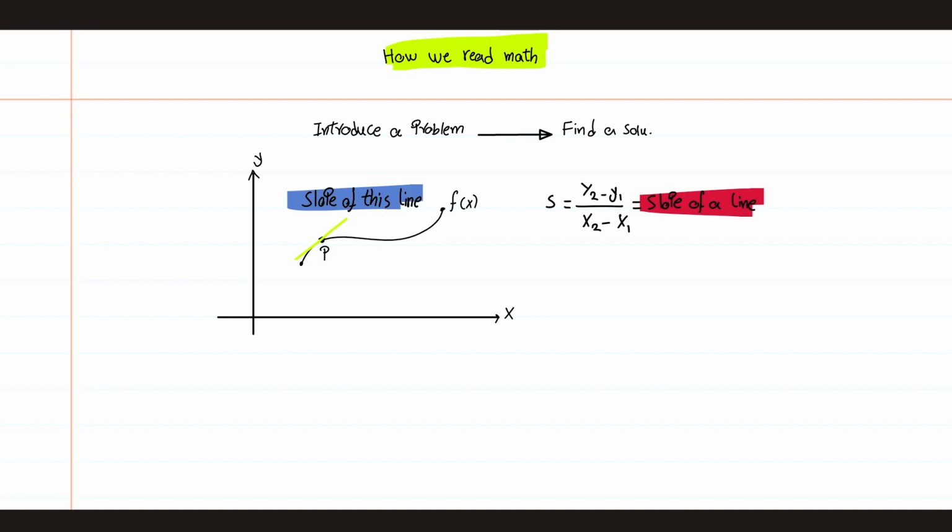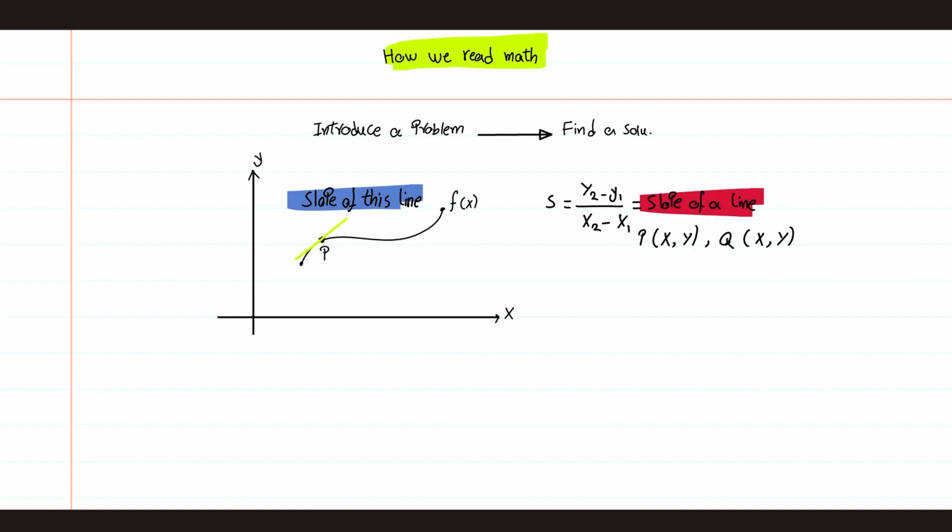As we can see in the formula, we have to have 2 points lying on that line to find the slope of a line. y2 is the y coordinate of the second point and y1 is the y coordinate of the first point. x2 is the x coordinate of the second point and x1 is the x coordinate of the first point. So we have to have 2 points. Let's call these points P and Q. P has an x and a y coordinate and Q has an x and a y coordinate. We have P and Q lying on that line.